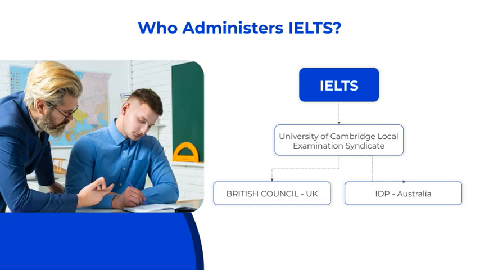So on this slide, we're looking at who actually administers the IELTS exam. As you can see, there are three main organizations involved. First, we have the University of Cambridge Local Examination Syndicate, which is one of the primary bodies responsible for overseeing the test. Then, there's the British Council in the UK, which plays a significant role in organizing and delivering the exam, especially in Europe and many other regions. Lastly, we have IDP in Australia, another major organization that manages the IELTS administration.